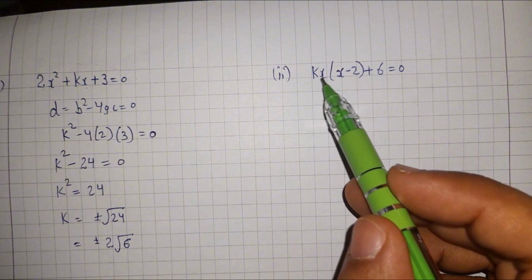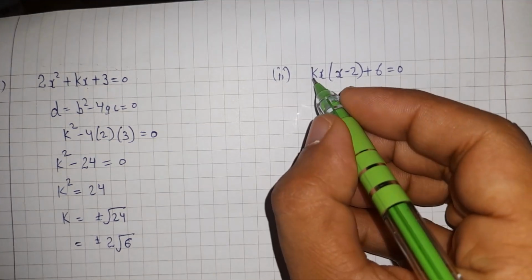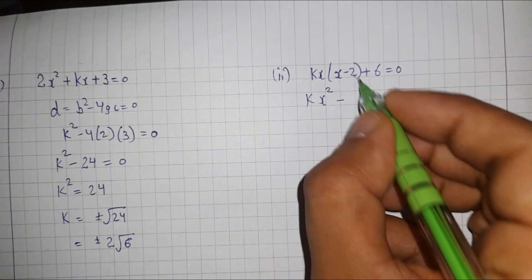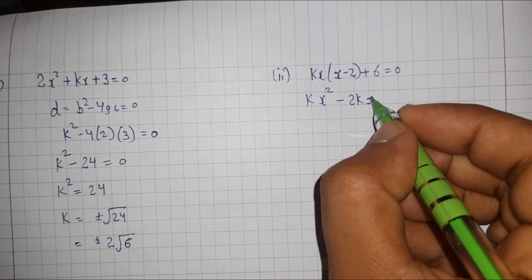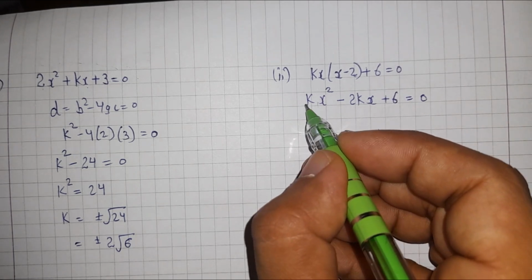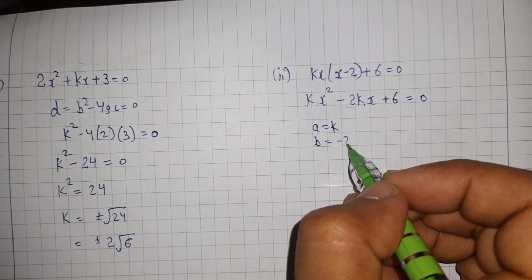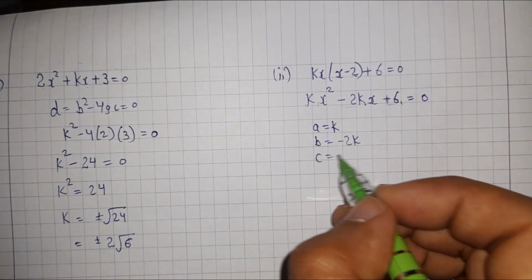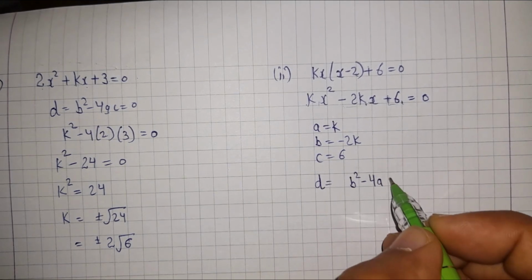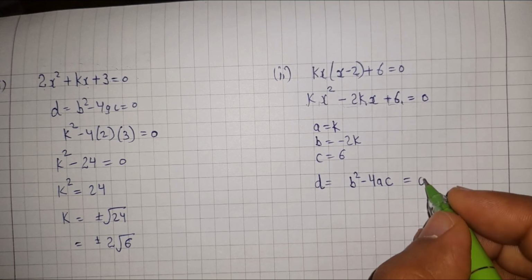Second part, kx into x minus 2, plus 6 equals 0. Now simplifying this equation, we will have kx square minus 2kx, x being a variable as it is, plus 6 equals 0. Now here a equals k, b equals minus 2k and c equals 6. So the discriminant is b square minus 4ac. For the equation to have equal roots, the discriminant should be equal to 0.